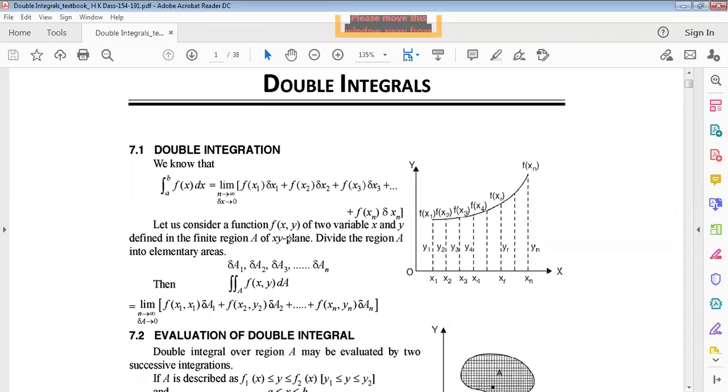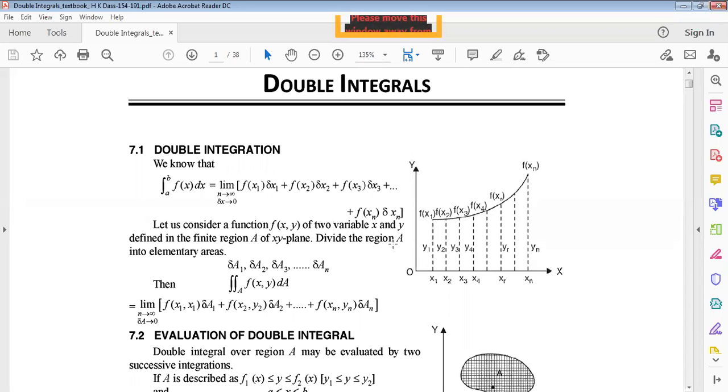Let us consider a function f(x,y) of two variables. One is the x variable, the other is the y variable. That means there will be two axes, the x-axis and the y-axis. For every x-axis value we get another value on the y-axis. That means there are two variables x and y defined in a finite region A of the xy plane. Since there are two axes, this is also called the xy plane.